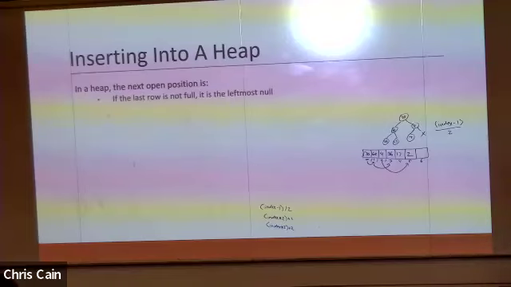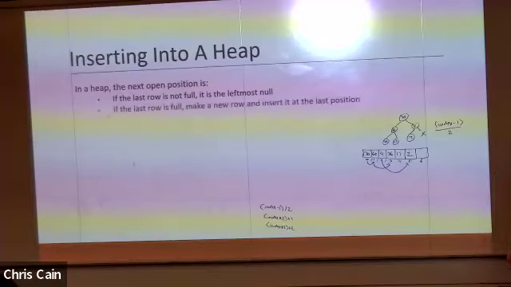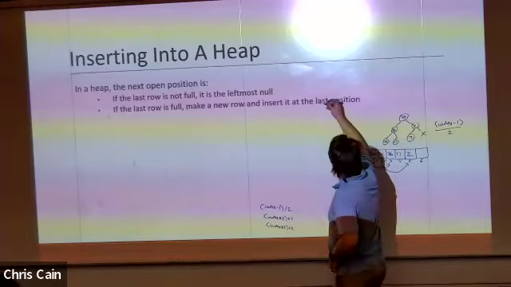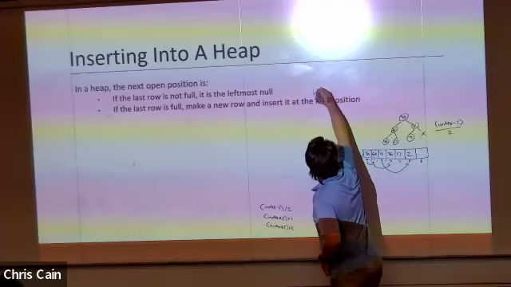If the last row is not full, we ask, is the leftmost element null? If it is, then we can just insert it there and deal with how we modify the heap to make it legal. If it is full, we'll make a new row and insert it in the first position. Let's just say leftmost.